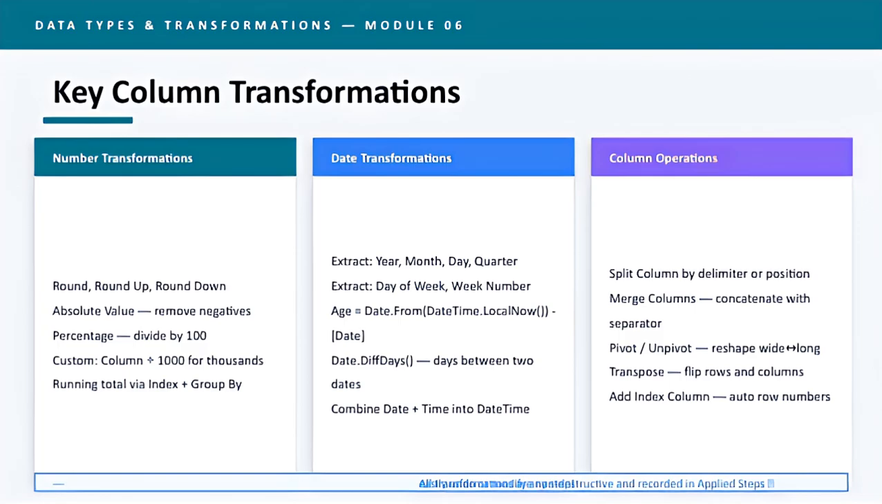Date transformations include rounding dates up or down, and taking the absolute value to remove negatives. To express numbers as percentages, we divide by 100, or use a custom calculation like dividing by 1,000 for thousands. For cumulative calculations, we can create a running total using the index and group by functions. Number transformations also include key column transformations, which help us modify data types and prepare data for analysis.